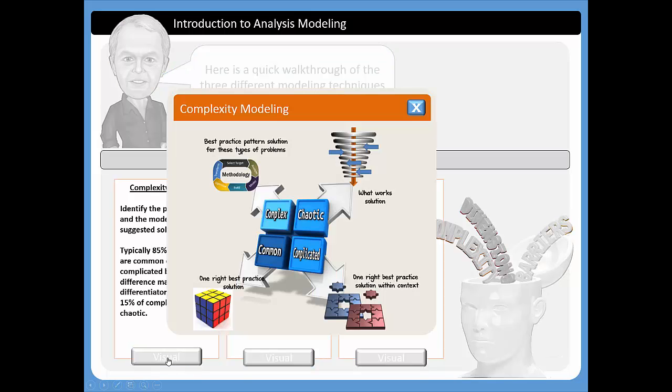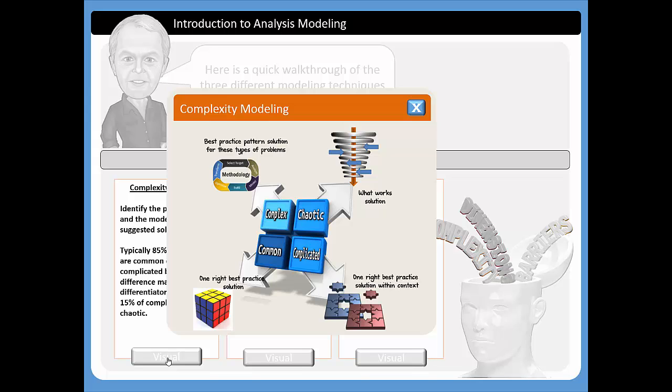The model shows that the common and complicated are dealt with the idea of one right best practice solution. In the complicated, it's best practice within the context. The complex tend to be best practice pattern solutions, and you have to use methodology because it's a pattern, and there is one best practice pattern normally for the complex problems, but it's identifying the right pattern and finding that pattern and then applying it that makes it more difficult. And again, because the complex systems are adaptive systems, it tends to be something that is moving.